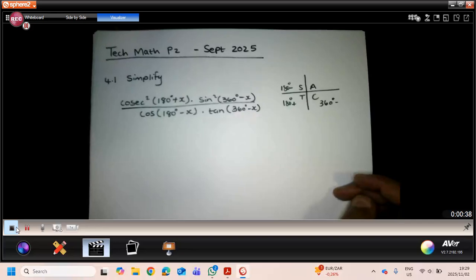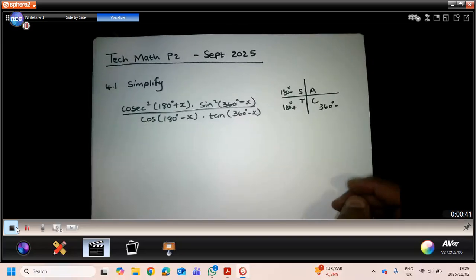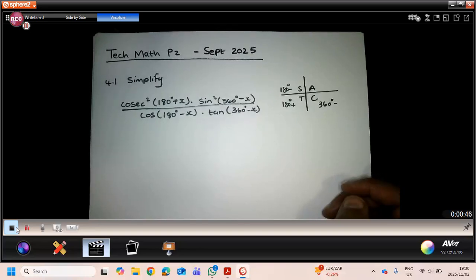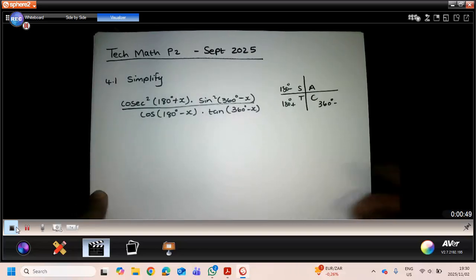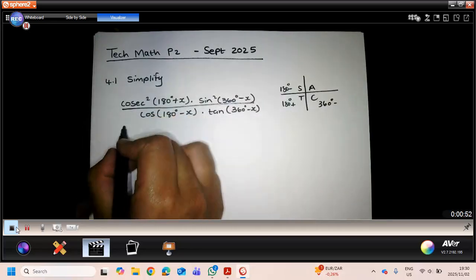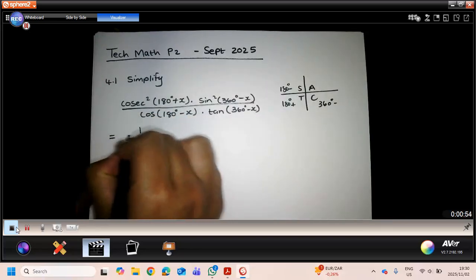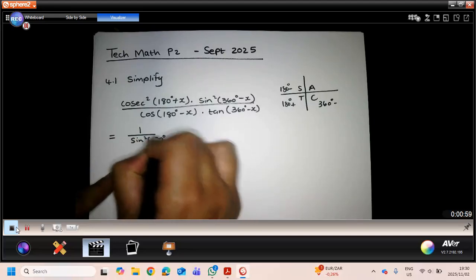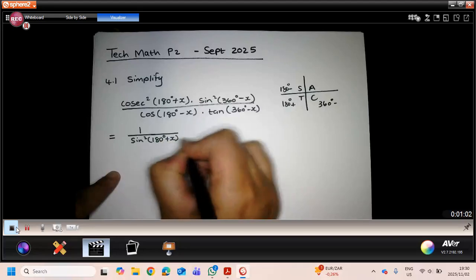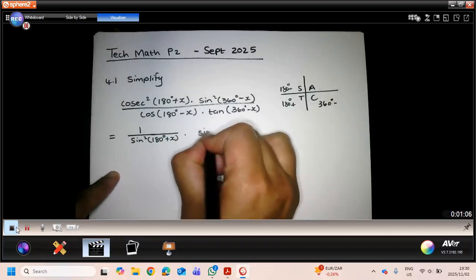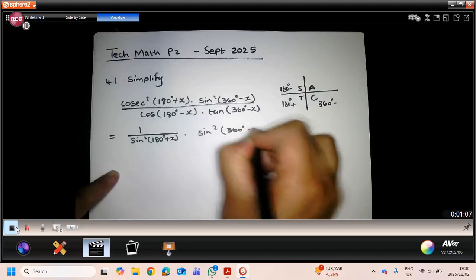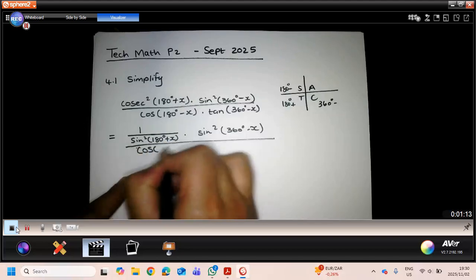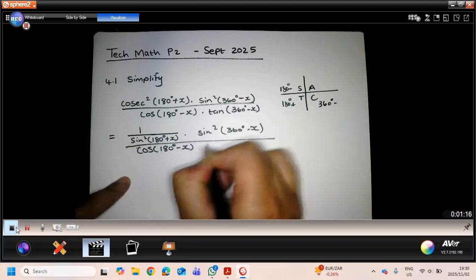Okay, so firstly we're going to write cosec as the inverse trigonometric ratio. Cosec is the inverse of sine, which is 1 over sine. So we're just going to write that firstly as 1 over sine squared of 180 degrees plus x, and then I'll just quickly copy everything. Don't want to confuse you, I just want to do one thing at a time so that you can see what I'm doing and what I'm referring to, right?